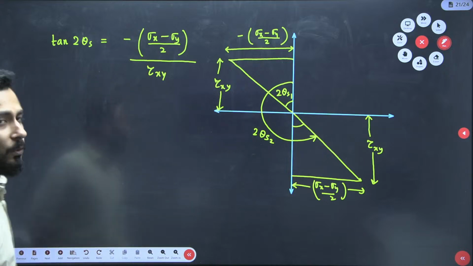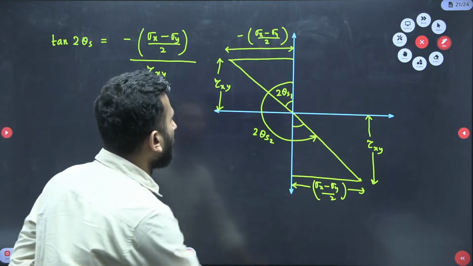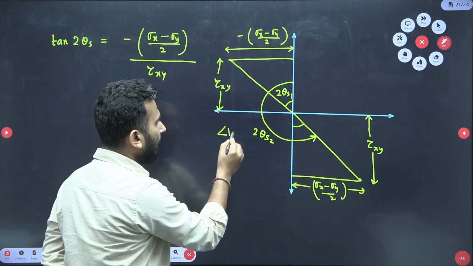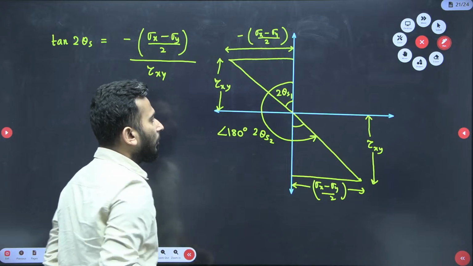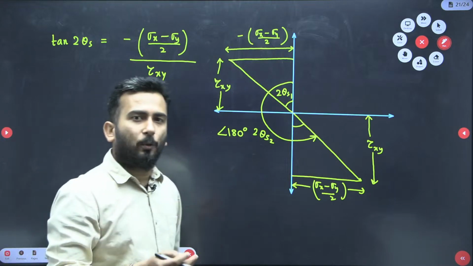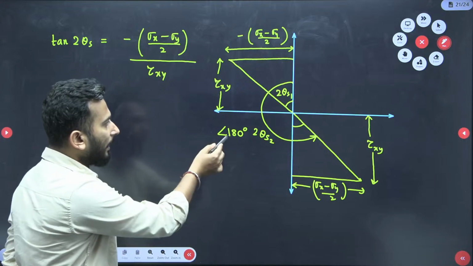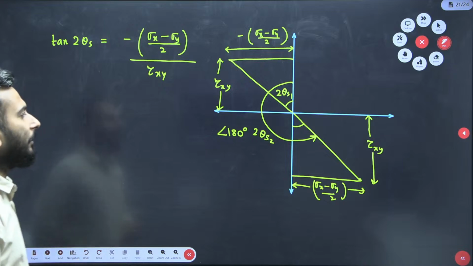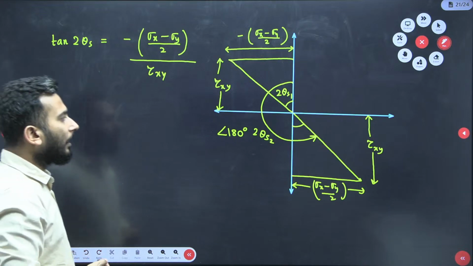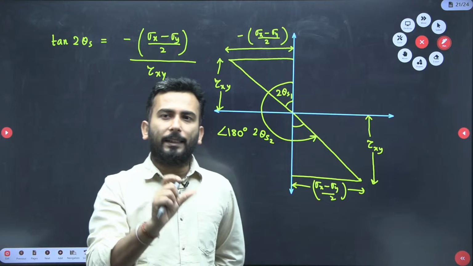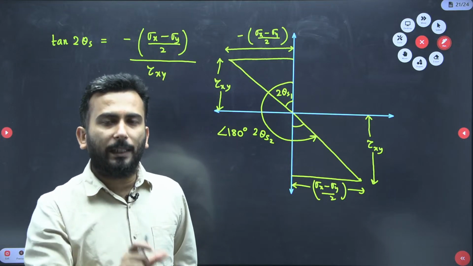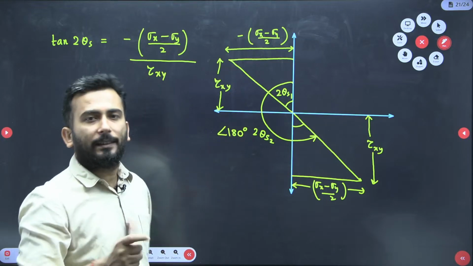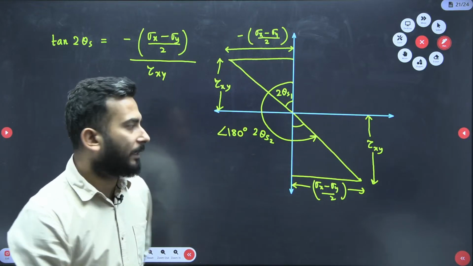So if I ask you what is the angle between 2 theta s1 and 2 theta s2, clearly you can see that they are separated by an angle of 180 degree. So for example, if 2 theta s1 is coming out to be 60 degree, you can add 180 degree and you will be getting the value of 2 theta s2, right? Very easily we can find out. So what is the angle between theta p1 and theta p2? 90 degree. What is the angle between theta s1 and theta s2? 90 degree. Both things are very much clear.